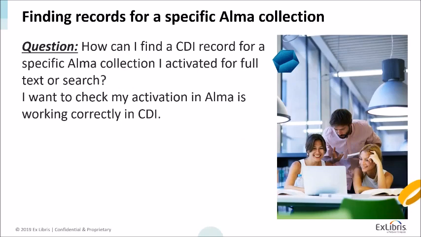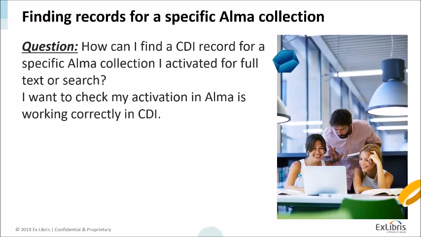So the question here is, how can I find a CDI record for a specific Alma collection that I activated for full text or for search? You want to check whether your activation in Alma is working correctly in CDI. Before we go to the solution, a brief reminder: it takes up to 72 hours between an activation in Alma and actually seeing it in your CDI results. So that's something to keep in mind.